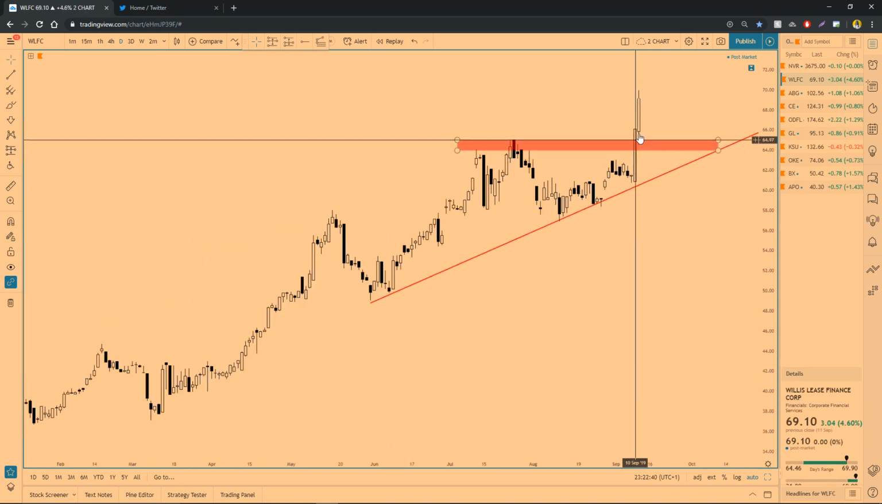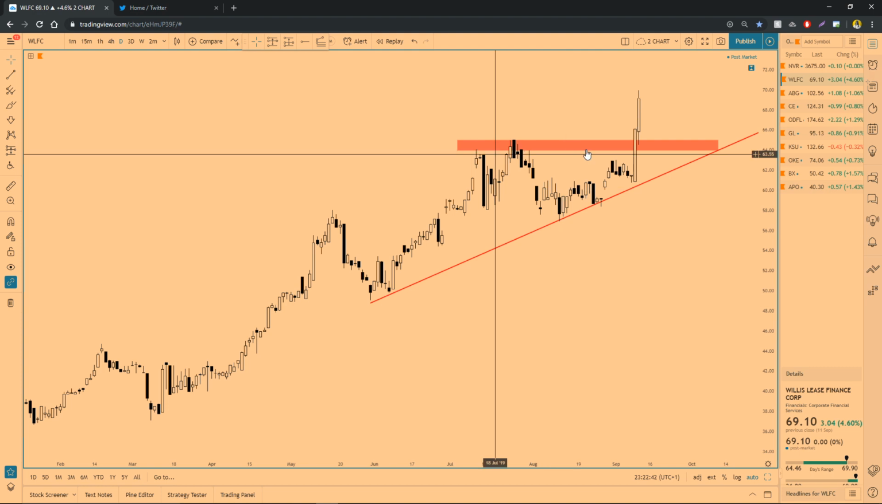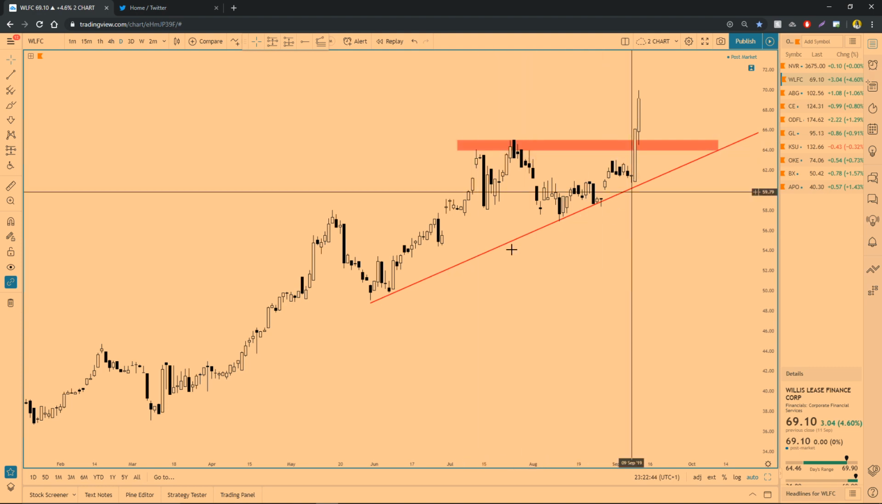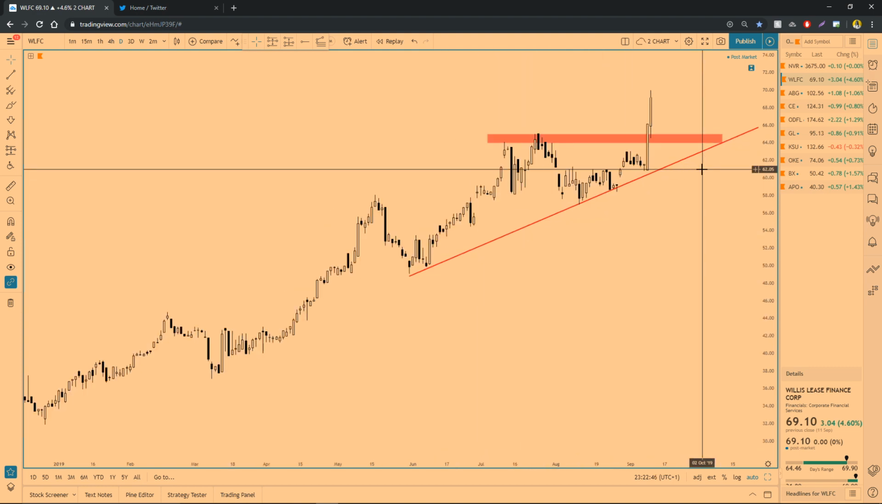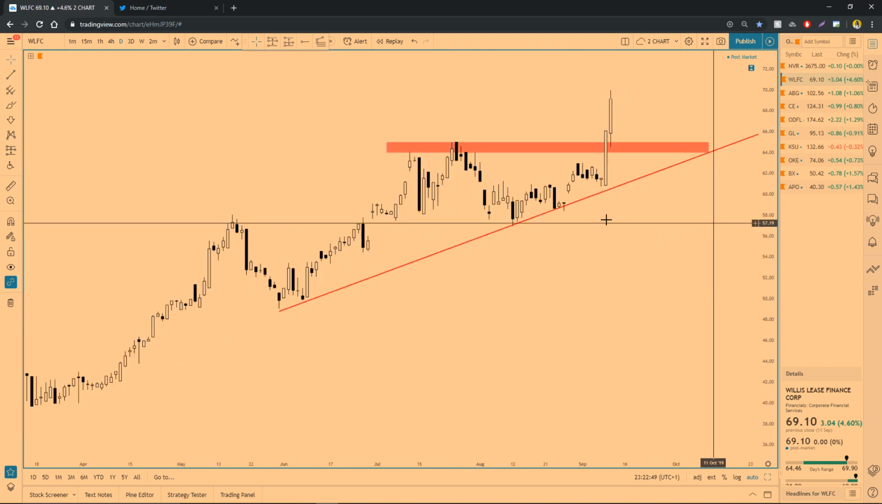Now we've got the breakout today on WLFC. So we got it yesterday. We got the breakout. As you can see, this is just a breakout spot. One tap, two tap. You got this trend line as well, just showing the trend. Pretty clear and obvious. And you finally got the breakout.